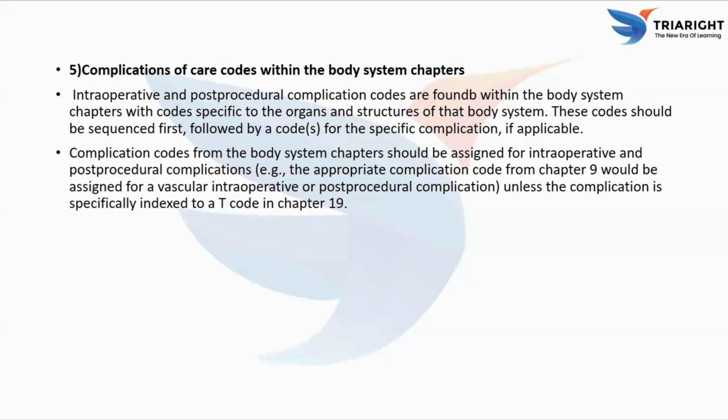And in example 2, there is an accidental puncture of the bowel during surgery. So obviously, it is indexed to a chapter 19 T code. Use the T code as instructed because it is an accidental injury. So in these cases, you have to assign the chapter 19 codes first. So this is how you have to code the complications of care codes when the body system chapters are involved.